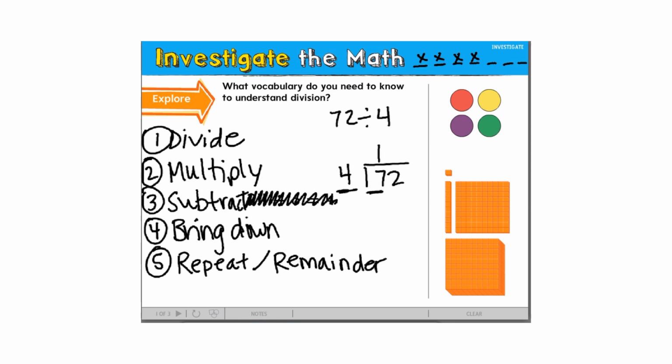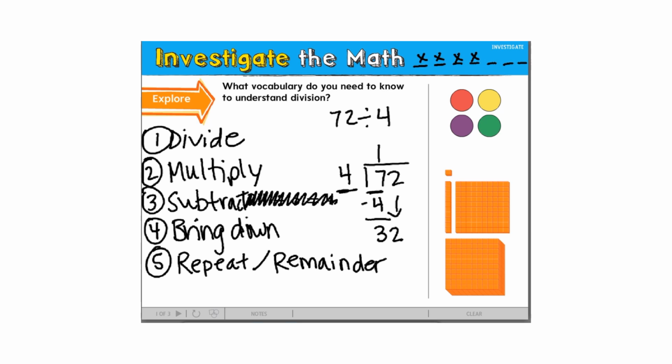And now I go to step number 2, which is multiply. So I put 4 into 7 once. And now I multiply the number I just wrote, the 1. Multiply that by 4. And I get 4. So I put that number underneath. Notice that I put a subtraction sign there because that's my next step. Step number 3 is to subtract. So 7 minus 4 is 3. Step number 4 is bring down. So I'm going to bring down the 2.